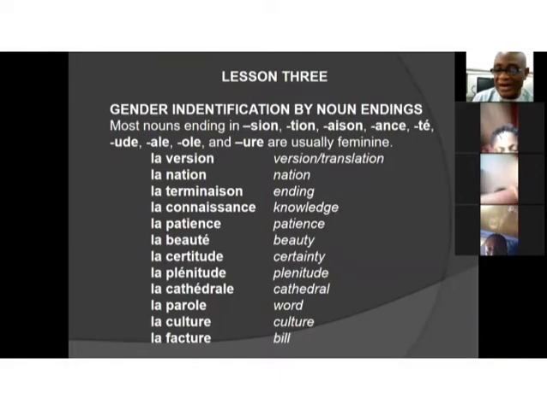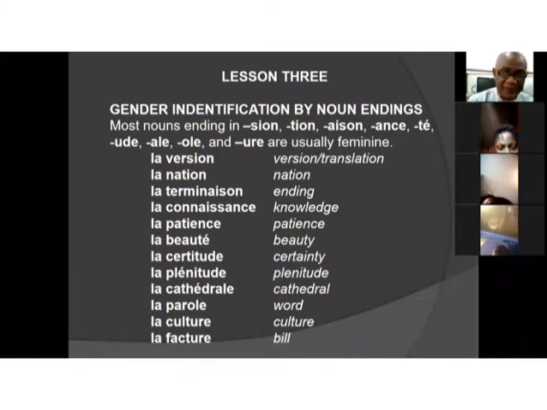And that's the end of our lesson two. So we'll move into lesson three. We've been talking about un and une, le and la. And I know that because most of you are studying French for the first time, you get confused with when to use le and when to use la.